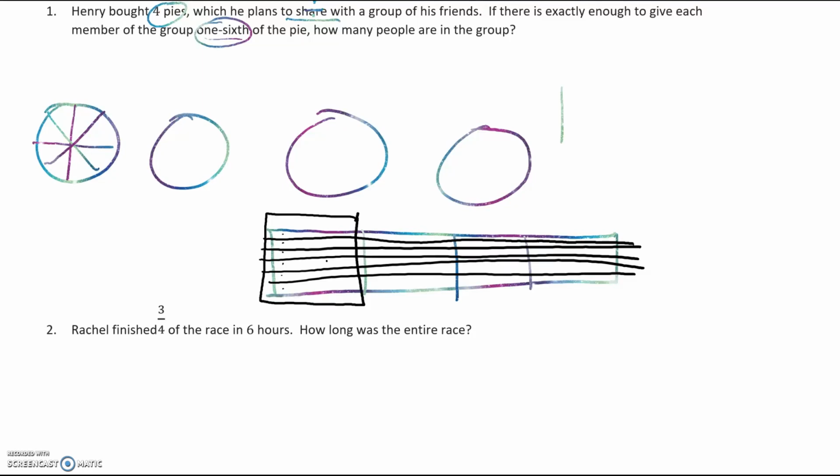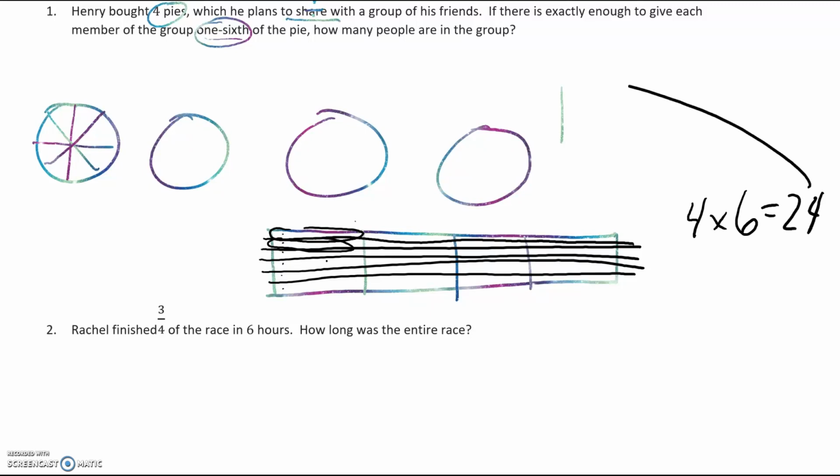So now what does this mean? Well, let's look, and it says each person gets a 1/6 of a pie. So how many people are in the group? Well, I would have 1 piece, 2 pieces. So I have an array of 4 times 6. So there would be 24 pieces, which means there are 24 people in the group.